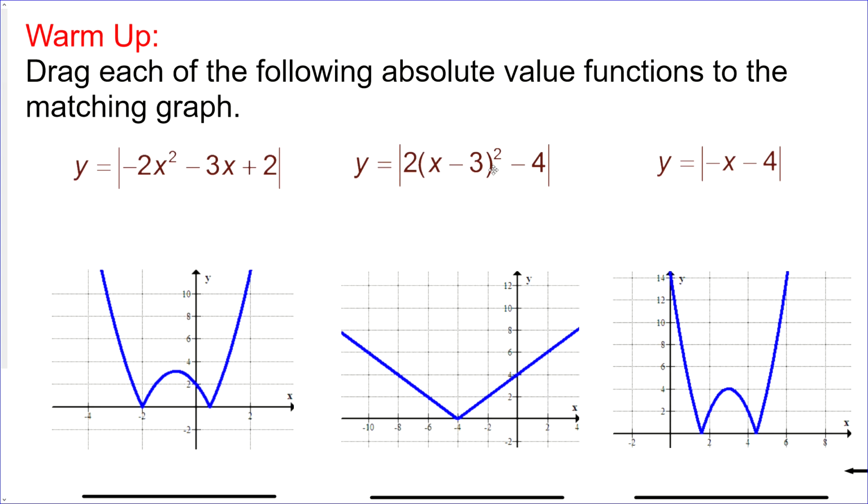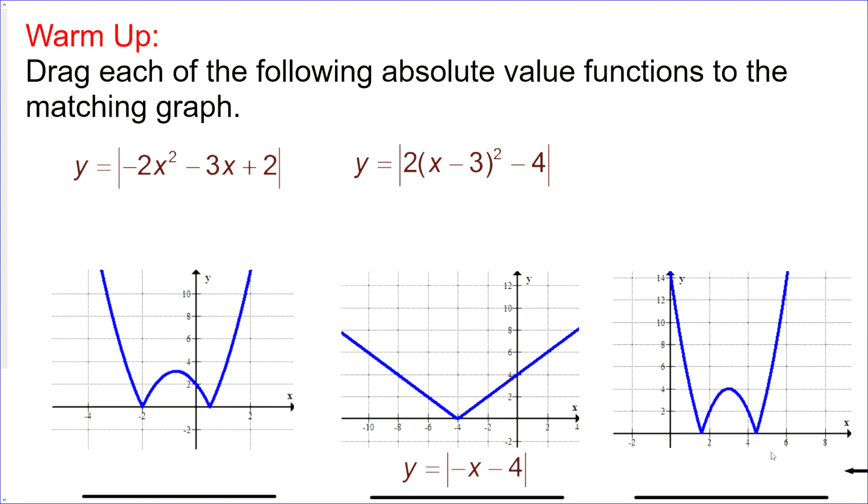We want to match each of these absolute value equations to their graph. Now we see that two of them are quadratic absolute value and one of them is linear. So we can easily match this linear equation up with its graph here. The next one that might be easiest to match up is this one that was written in vertex form. It has a vertex of (3, -4). So when we look at this graph here, the vertex is definitely not at 3.